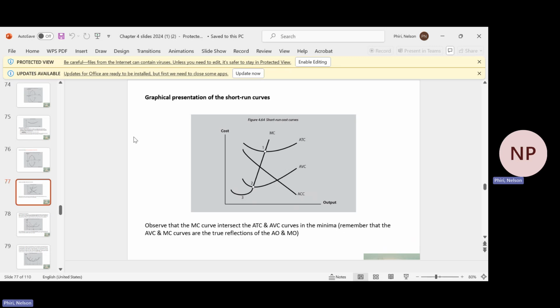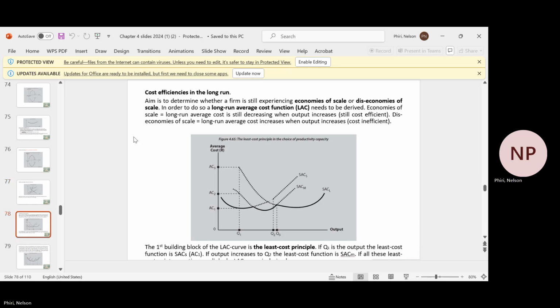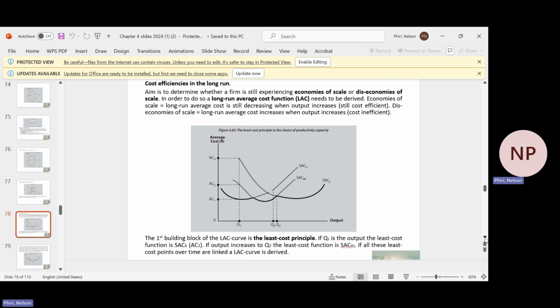Remember as well, from the two graphs that we have seen, the AVC and MC are mirror reflections of the AO and MO graphs. Something to note there. Then you have cost efficiencies in the long run. That's where you talk about your economies of scale and your diseconomies of scale. They become important in this.